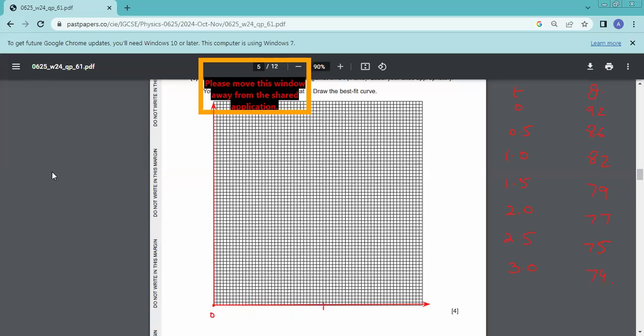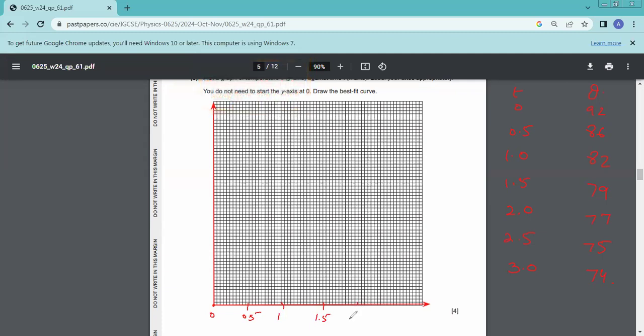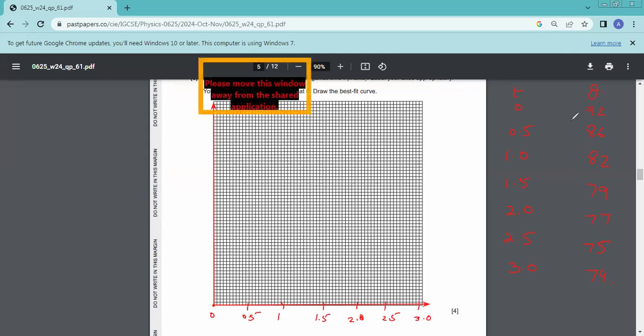More clearly, this would be 0, this would be 0.5, this would be 1, this would be 1.5, this would be 2, this would be 2.5, and this would be 3. So these are the values of the time.